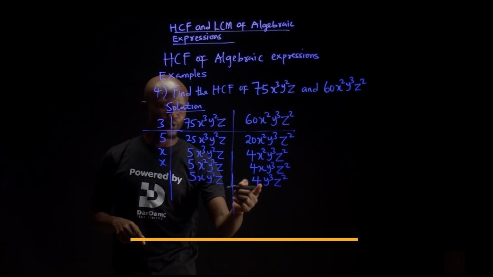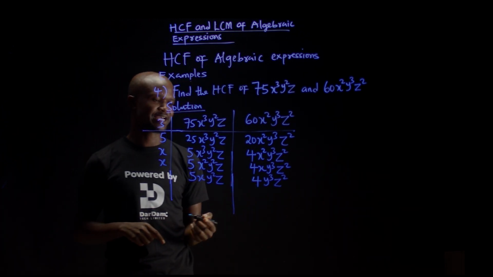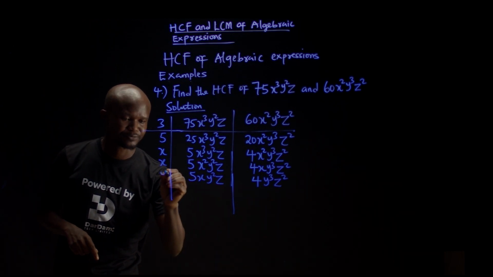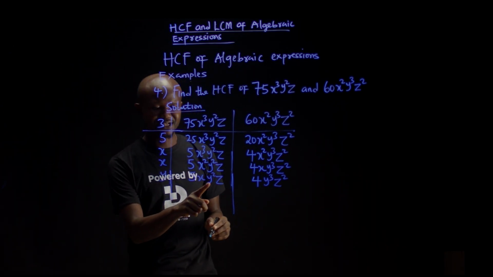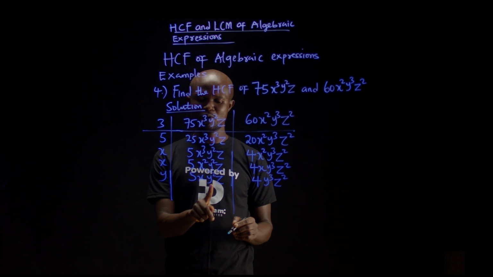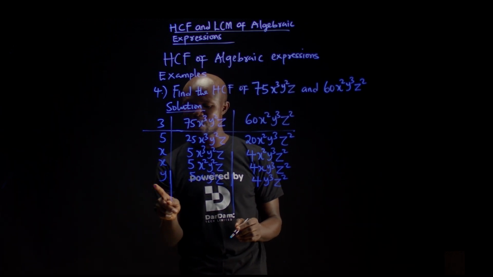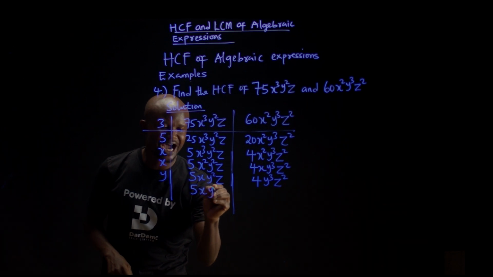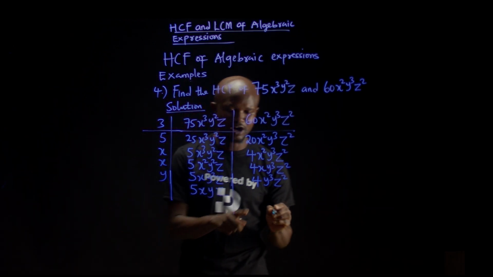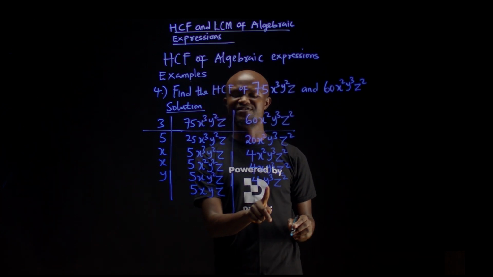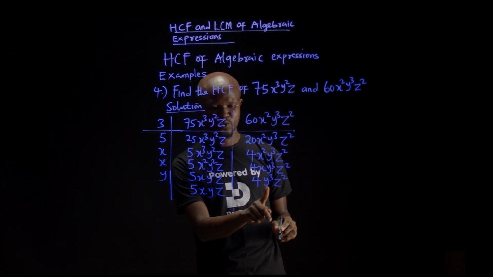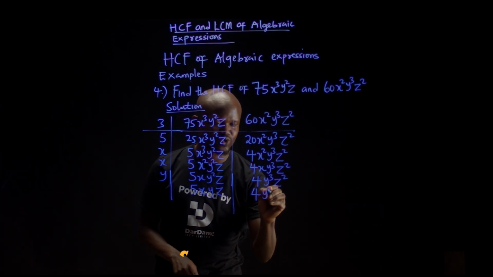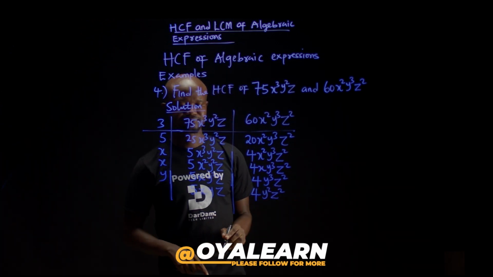Now, x is not common to both again. Let's go to y. y is common. Using y, dividing this by y, what do we have? y squared divided by y, we have y. So we have here 5x y z. Also, y cubed divided by y, what do we have? We have y squared. So this is going to be 4y squared z squared.